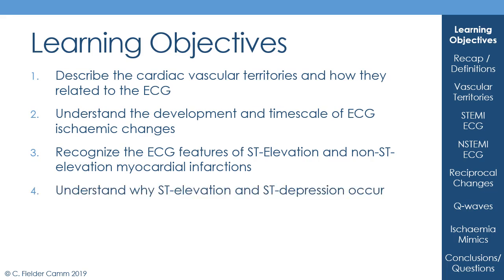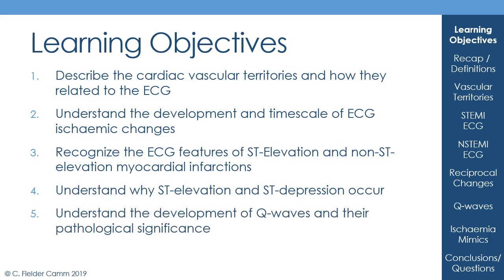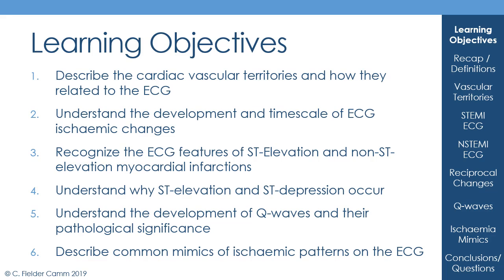Four is to try and get an understanding of why ST elevation and depression occurs. Five is to understand the development of Q waves and why they are important, because they're talked about a lot, and I think a lot of people don't necessarily know why they come about. And the final part of our learning objectives is just to have an idea of the common mimics for ischemic patterns on the ECG.